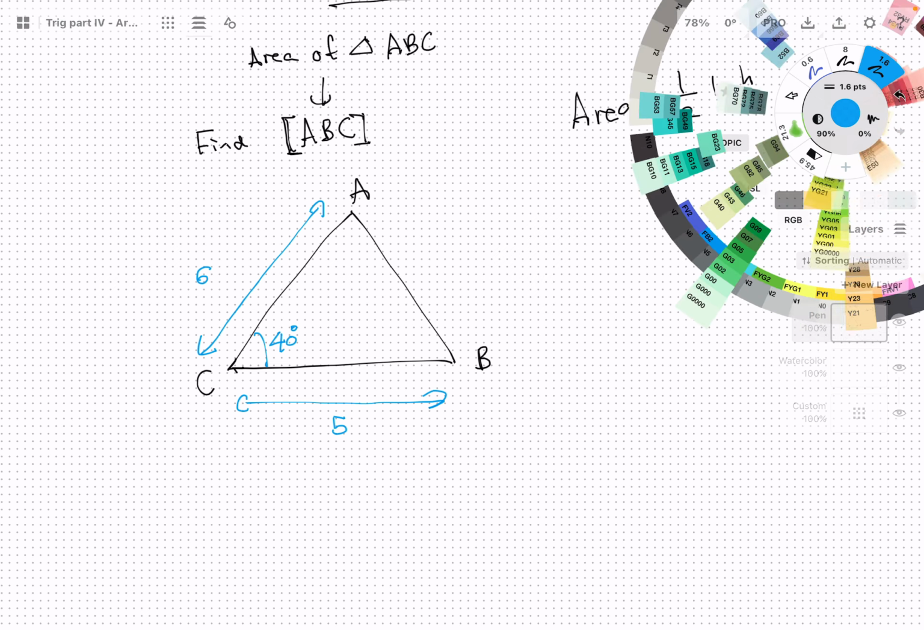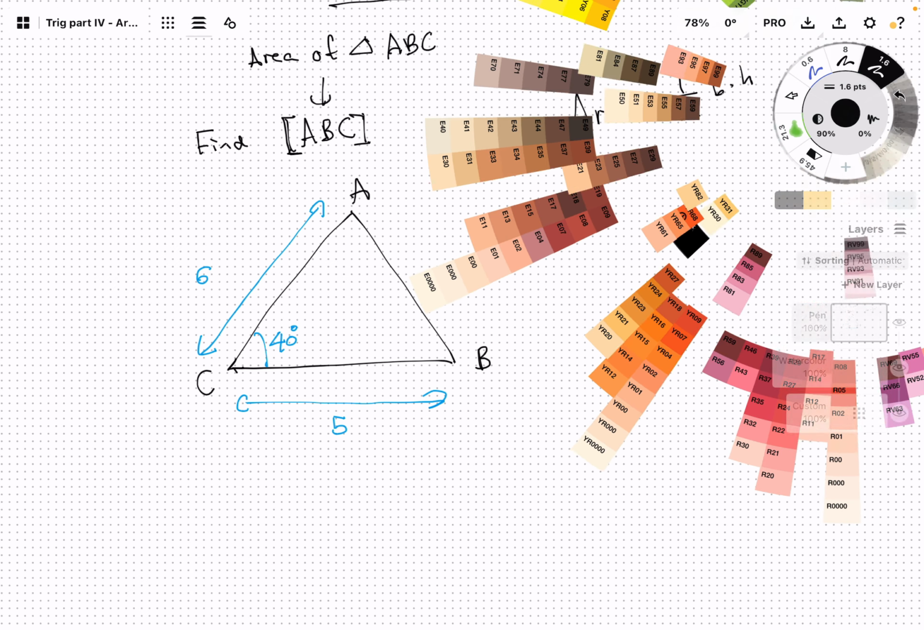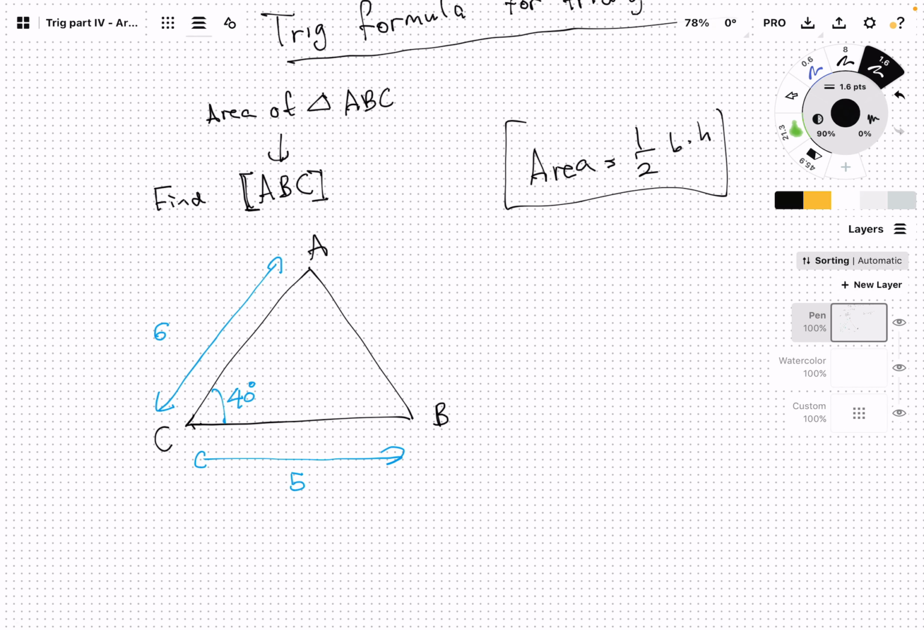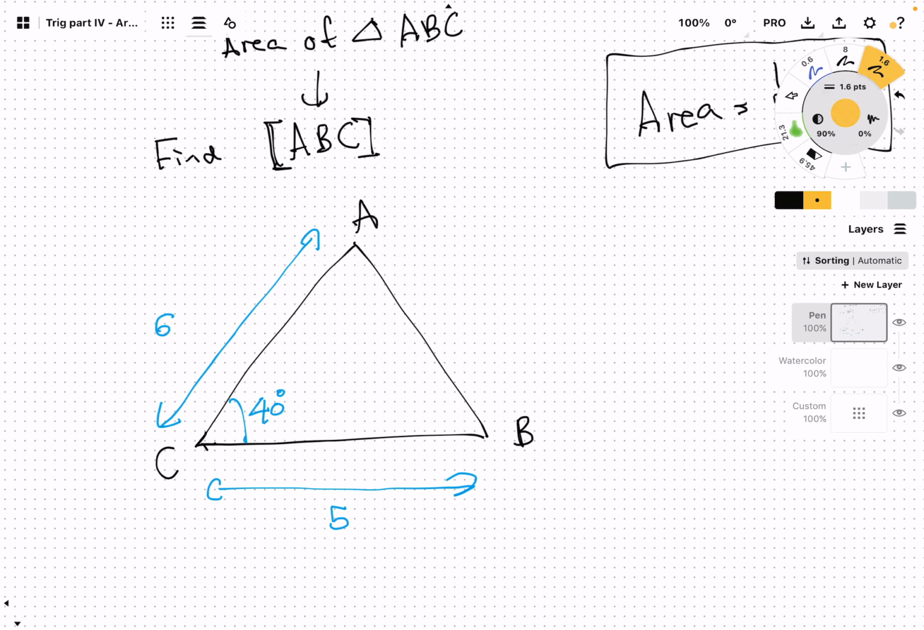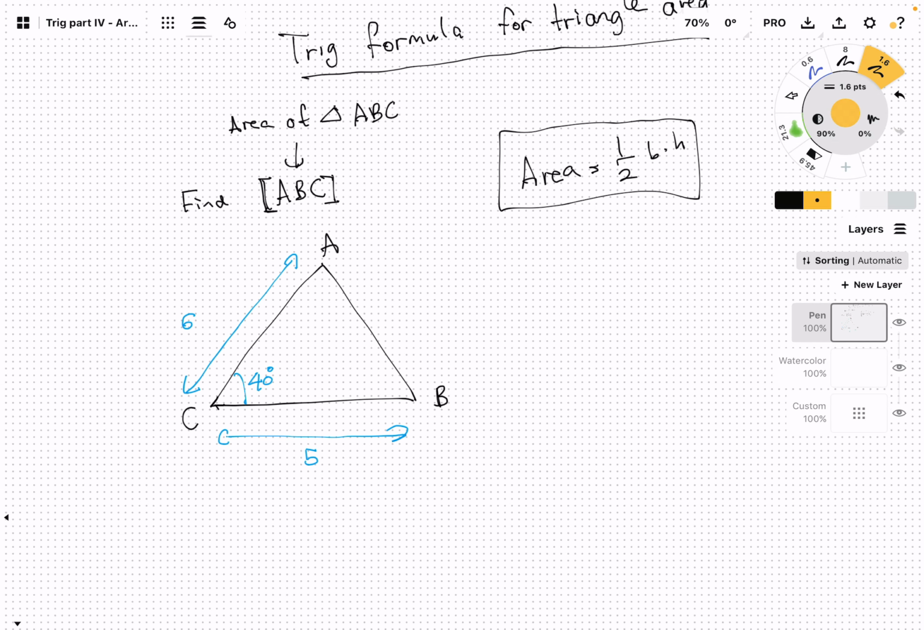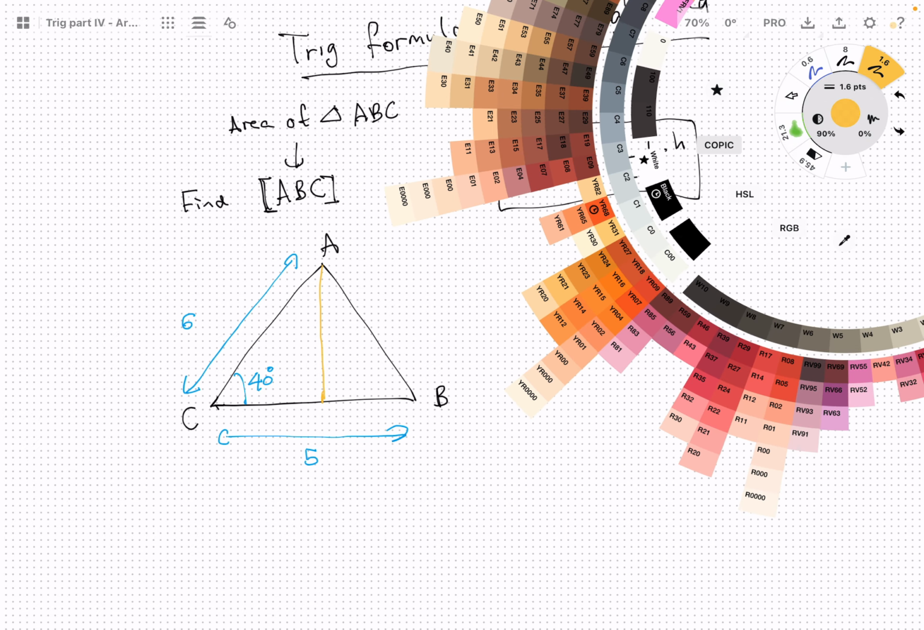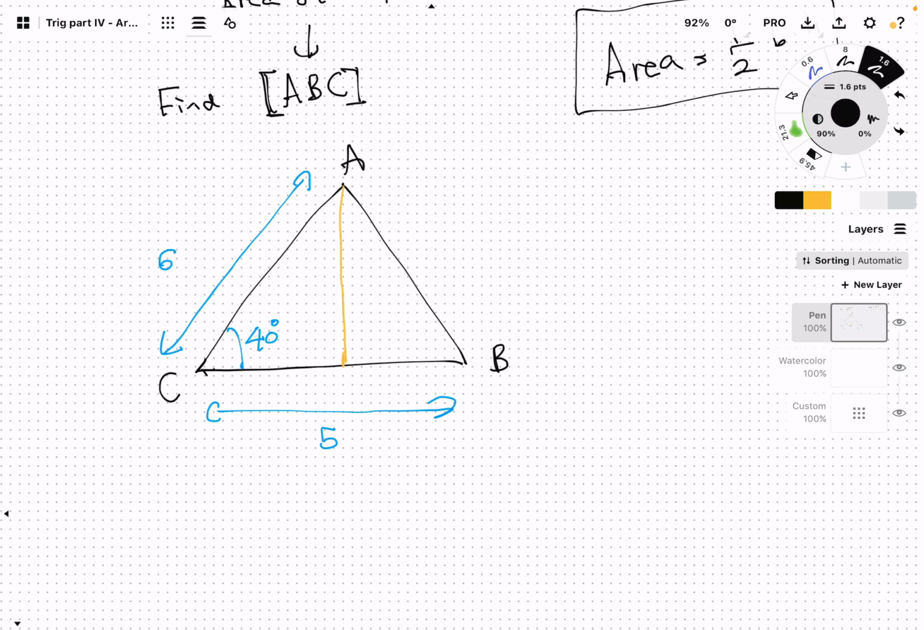And that is to go back to our original definition of area, which is half times base times height. But we don't have the height right now. So what do we do? We construct the height. We just draw this line. Or we could also draw this one. Both work, but let's just work with this for now. Let's call this point H, trying to find this height.